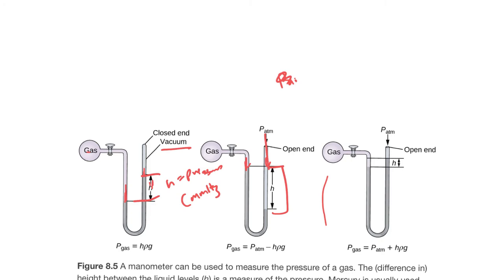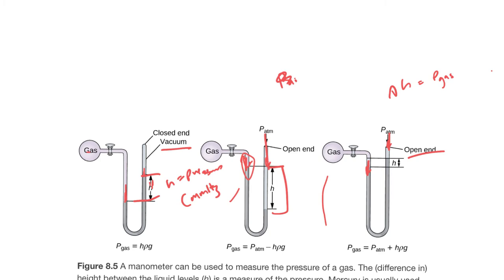So if this column is lower, that means there's less pressure. If it's higher over here, there's less pressure. And if it's higher over here, there's more pressure, right? So same thing here. This is the same kind of open end here. In this case, the gas pressure inside the container is bigger because it's pushing down more, right? So the height of the tube here is equal to the pressure. So the difference in height here is the pressure of the gas inside the manometer.